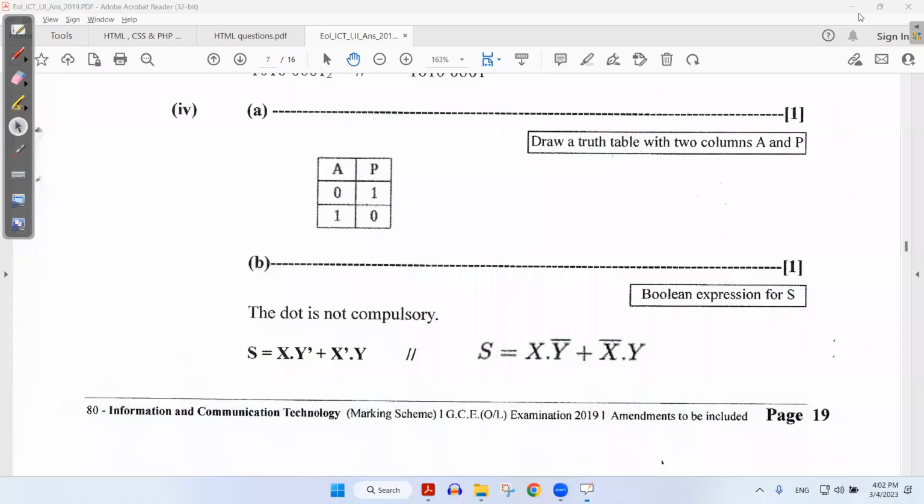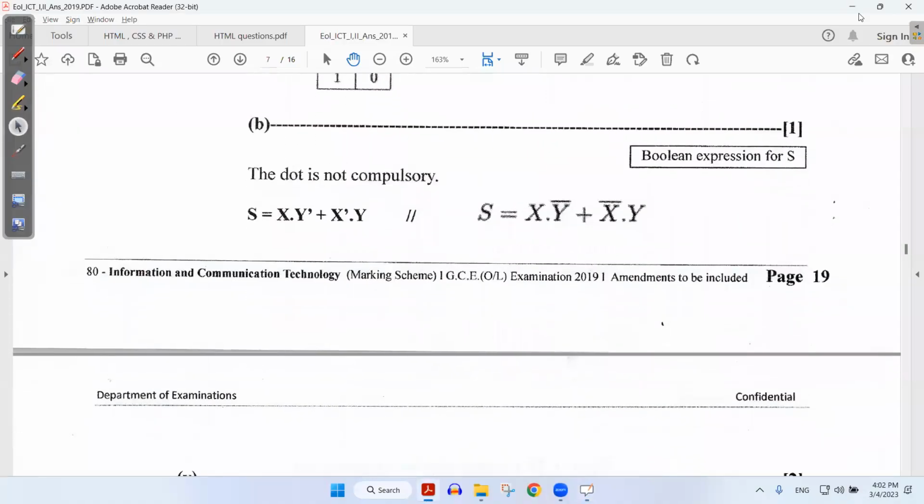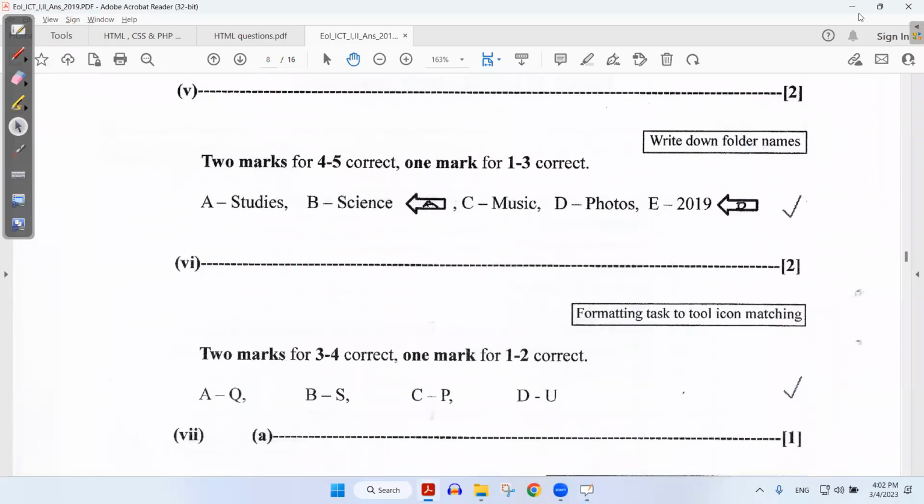Let's go with the marking scheme and see. So here, yes, A is studies, B is science, C is music, D is photos, and E is 2019. So 2 marks if you got it all correct.